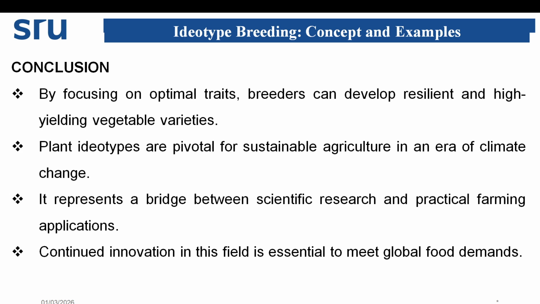So, as far as the conclusion, by focusing on optimal traits, breeders can develop resilient and high yielding varieties in case of vegetables as well as other crops. So plant ideotypes are pivotal for sustainable agriculture in the era of climate change. It represents a bridge between scientific research and practical farming applications. Continued innovation in this field is essential to meet the global food demands.